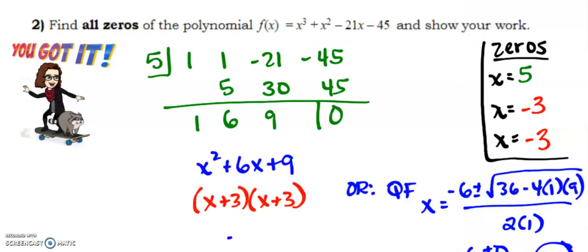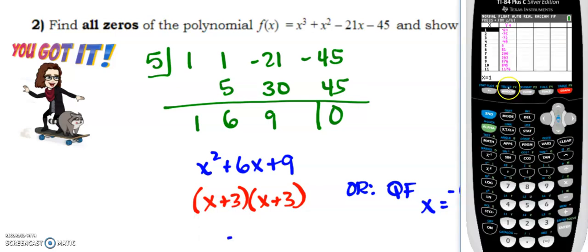All right, so I came up with zeros of 5, negative 3, and negative 3. From my calculator, I went to second graph, which got me my table, and right away I saw I had a 0 when x is 5. So I chose to put that in my synthetic box.